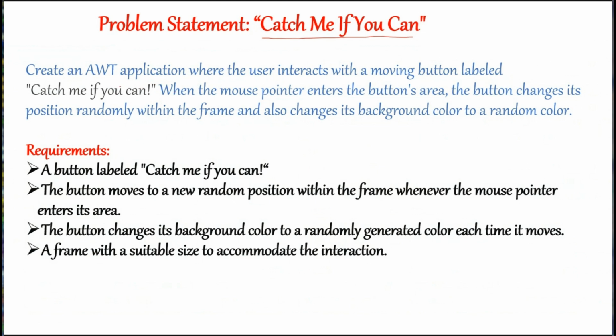In this problem, you have to create an AWT application where the user interacts with a moving button, and the text on the button should be "Catch me if you can". When the mouse pointer enters the button's area, it means as soon as it tries to enter the button area, the button changes its position randomly within the frame, and also changes its background color to a random color. So two randomizations we are doing here: one for the position, and another for the background color.